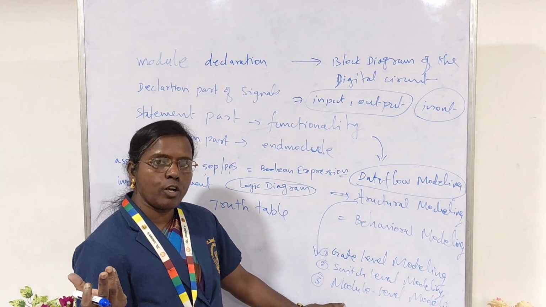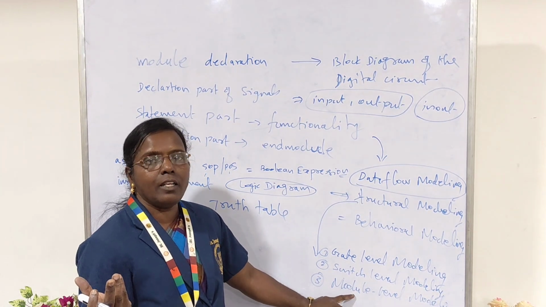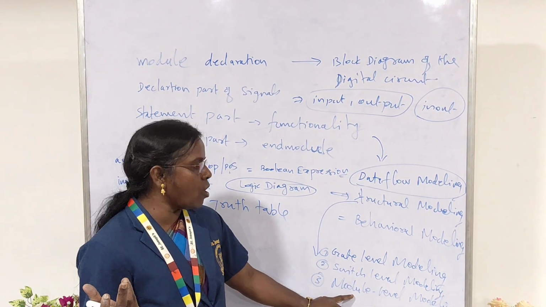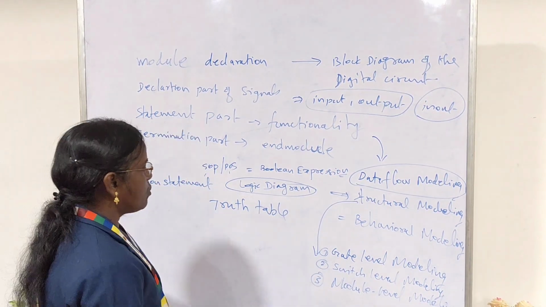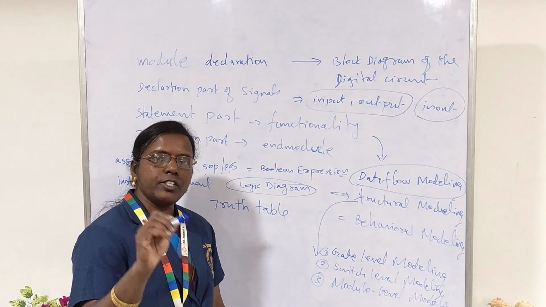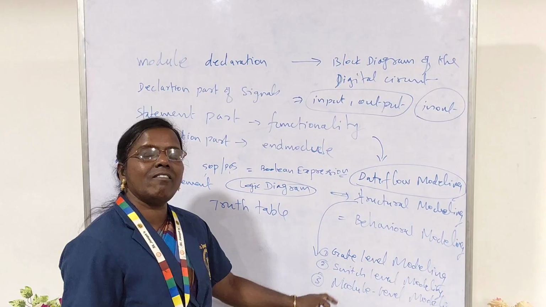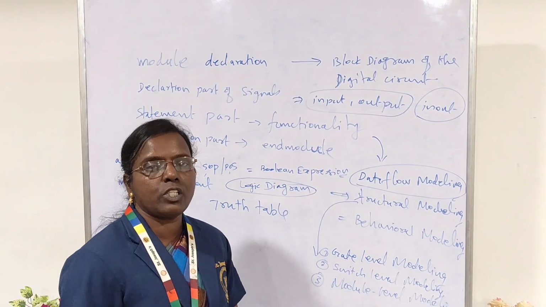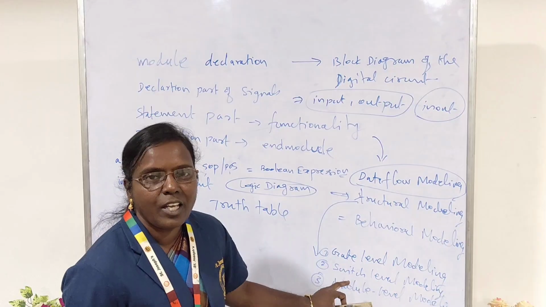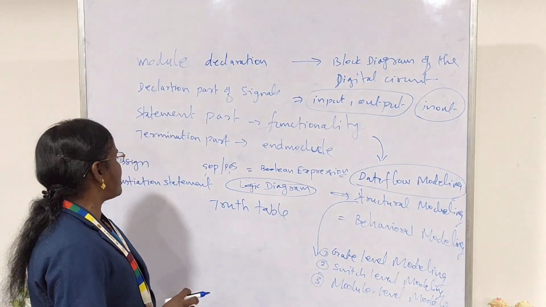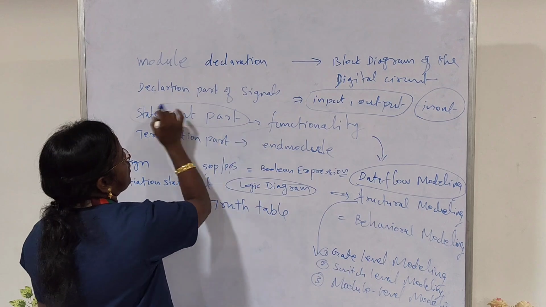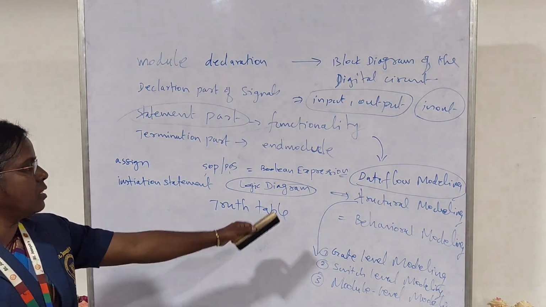So that smaller module can be invoked in the construction of the larger module. So that's why it's called module level modeling. Module level modeling can be implemented by using the module instantiation statement. Switch level modeling can be implemented by using the switch instantiation statement, and gate level modeling can be implemented using the gate instantiation statement. In that way, the statement part can be used for implementing all three modelings.